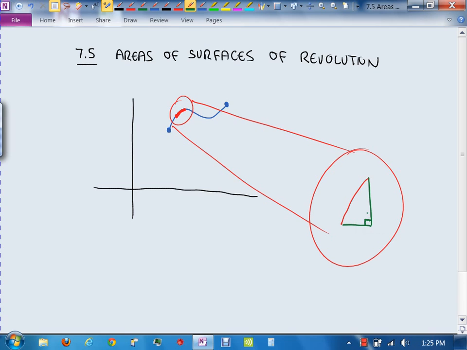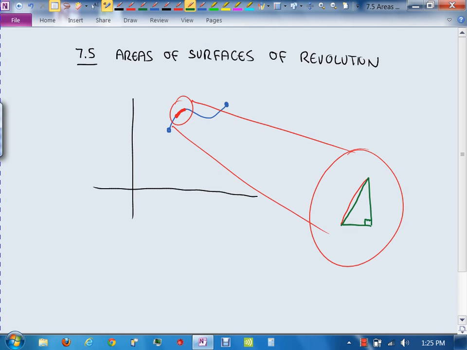And we said the length of the hypotenuse is approximately the length of that arc. Add them up, that gives you the arc length, right? Instead, we're going to take that piece, and we're going to take that little hypotenuse and imagine wrapping the hypotenuse around the x-axis.